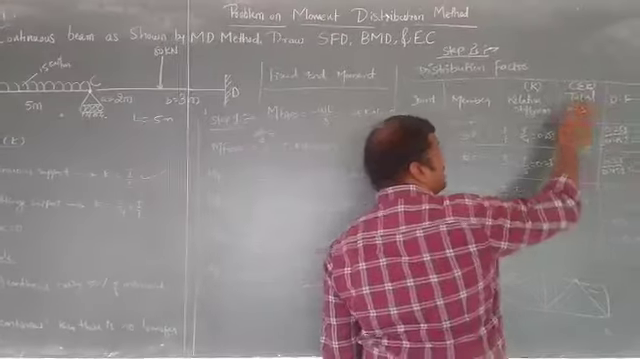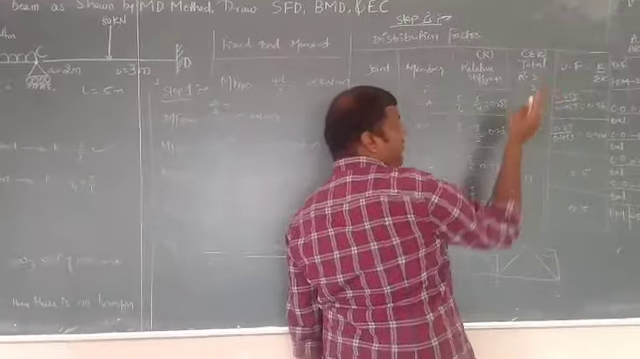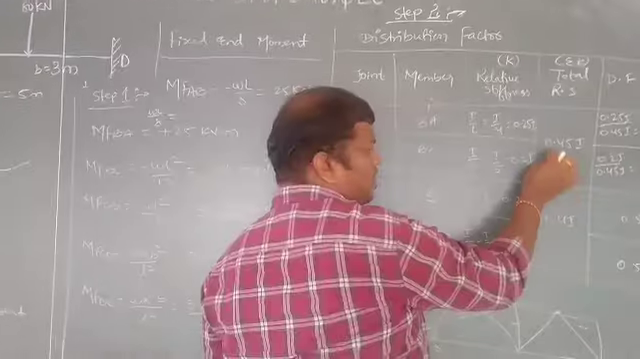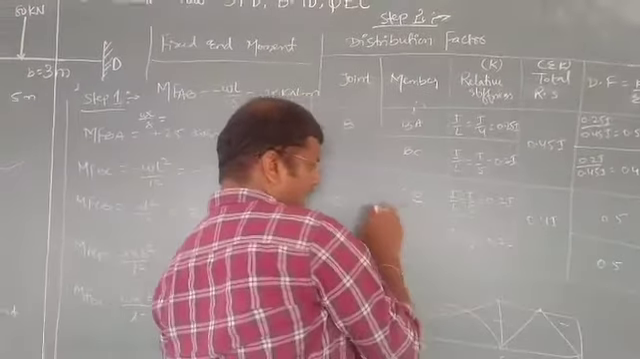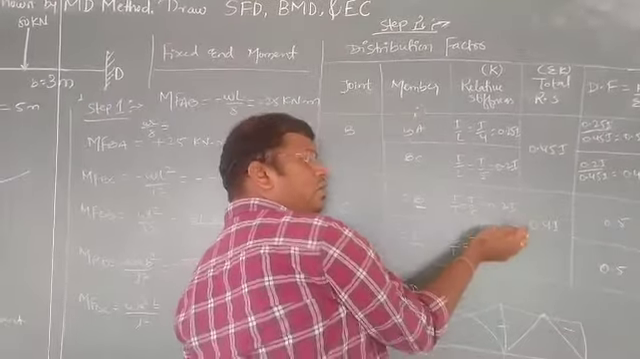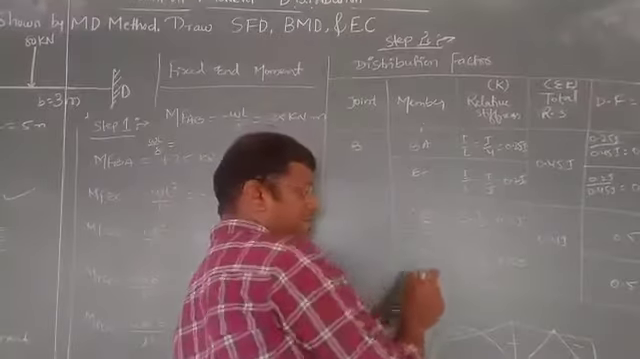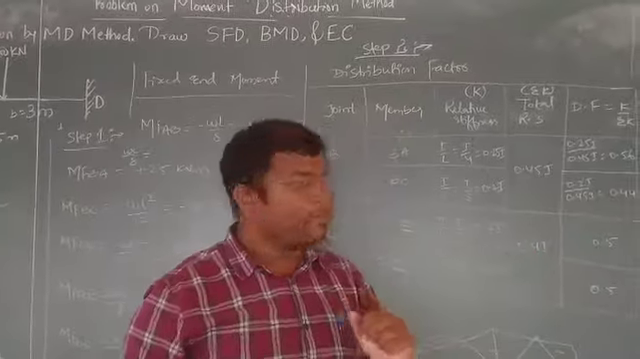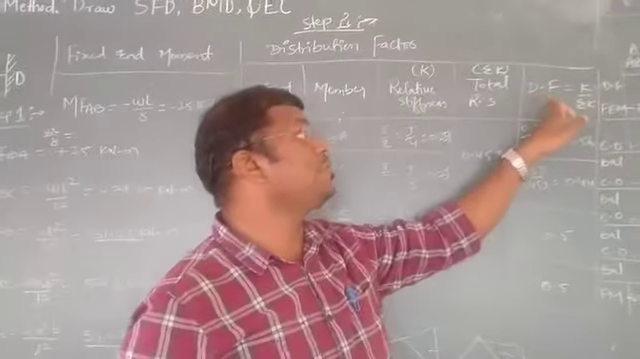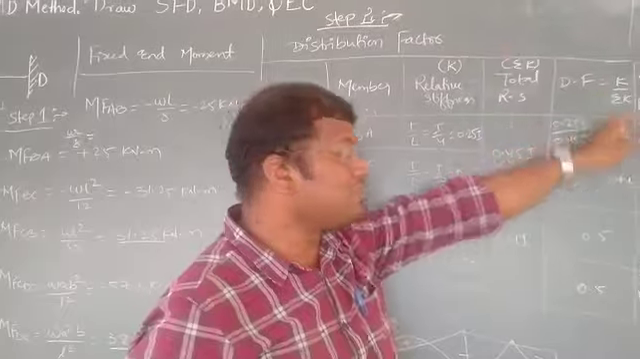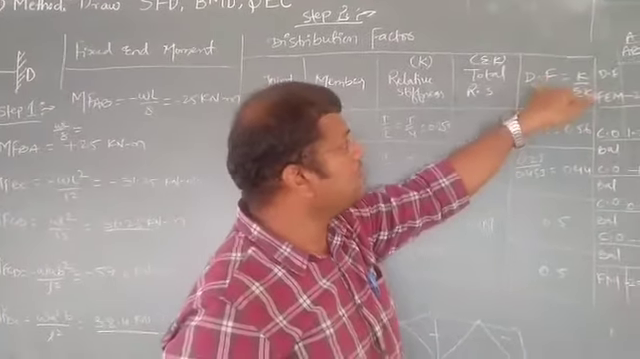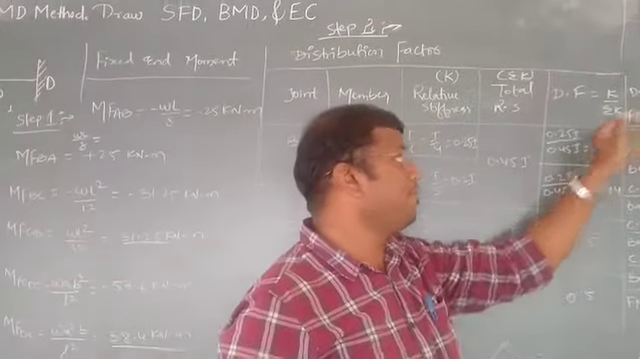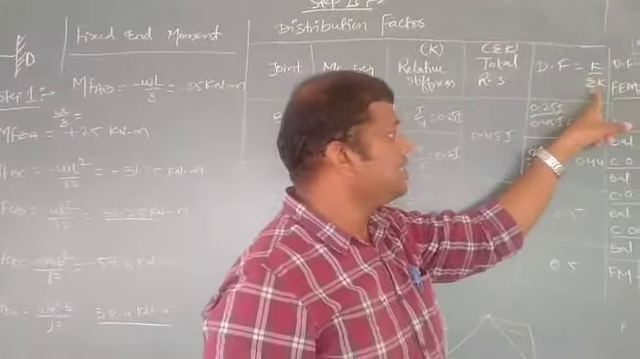Now look at here, I have the summation of K, which is the total relative stiffness. We need to add BA and BC values, 0.25 and 0.2, which is 0.45. Similarly, at joint C, we need to add the relative stiffness of the two members CB and CD: 0.2I and 0.2I, which is 0.4I. Next we need to find the distribution factor. DF stands for distribution factor. The formula is the relative stiffness of a member divided by the total relative stiffness, so K by summation of K.